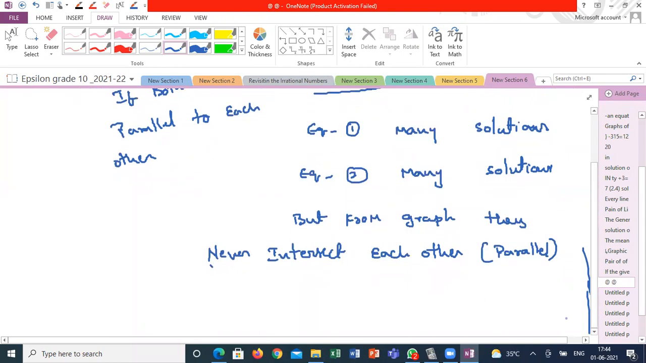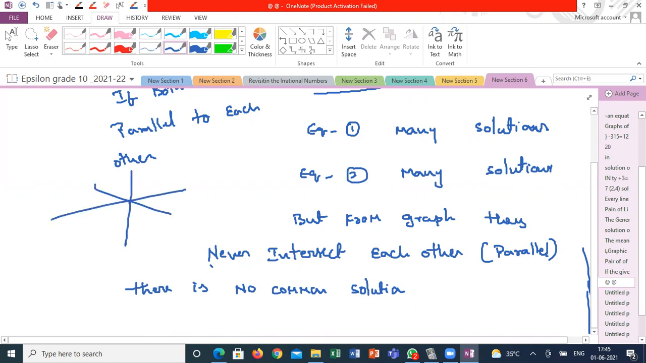When it comes to what it means analytically, it means there is no common solution. If there is a common solution, one point should lie on both the lines. Here, there is no point which lies on both the lines because they are not intersecting. It is not meeting at any point. Suppose these are lines meeting at one point, this is one point which is lying on line 1, line 2, line 3. So if it is not meeting, suppose there is another line, it is like this.